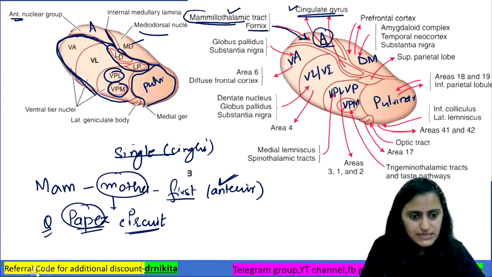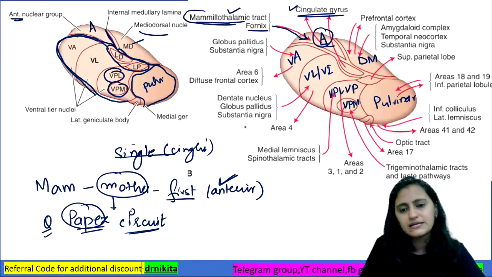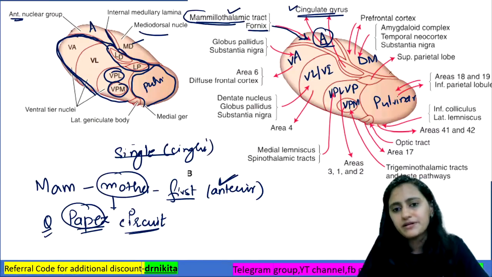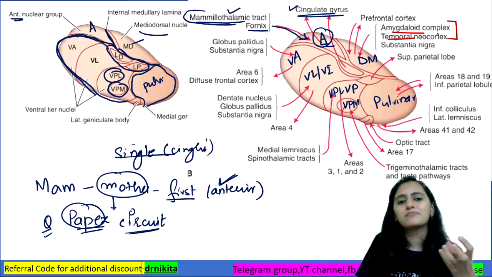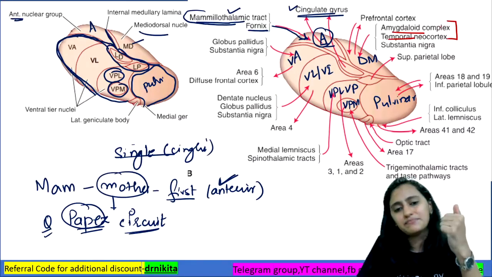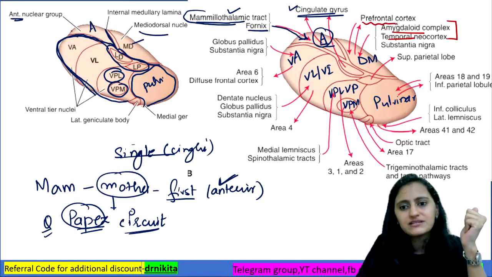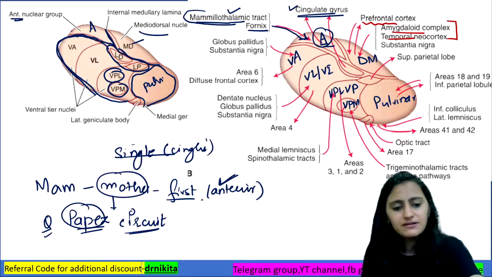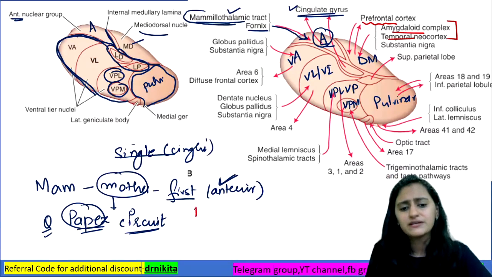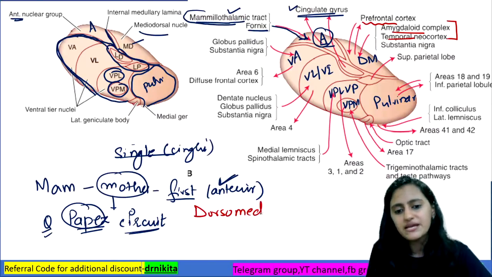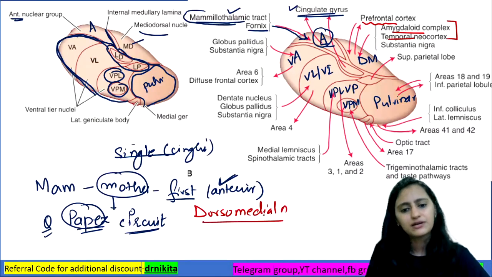Coming to the dorsomedial nucleus. The most important thing to remember here is that the dorsomedial nucleus has inputs from the amygdaloid and temporal neocortex. Basically you have to remember that it gets input from the medial temporal lobe, so amygdala and temporal, and the efferent output is to the prefrontal cortex. To remember this, think of the dorsomedial nucleus.